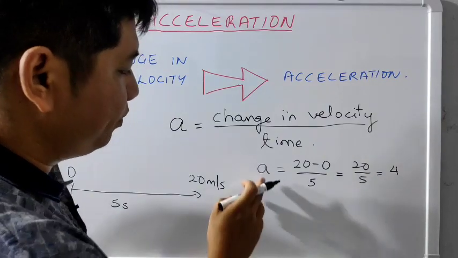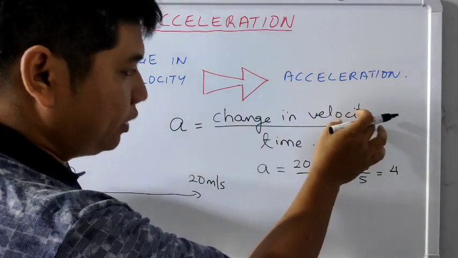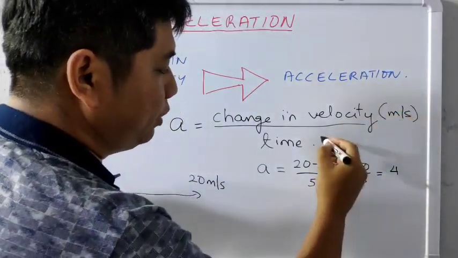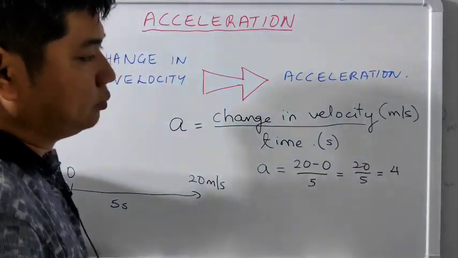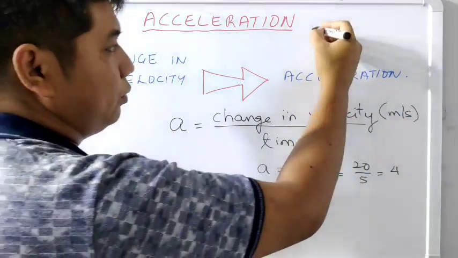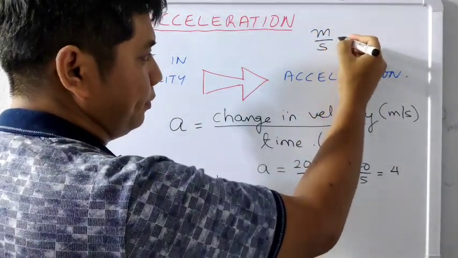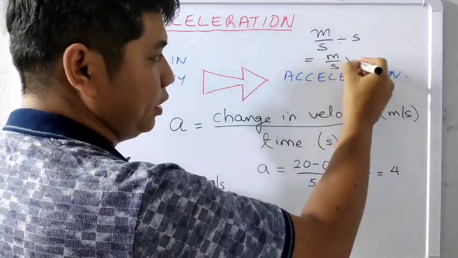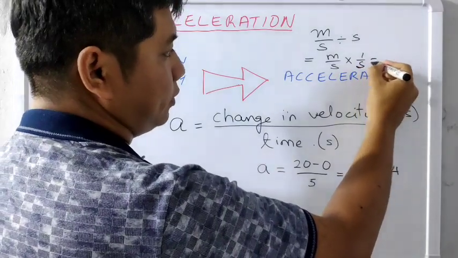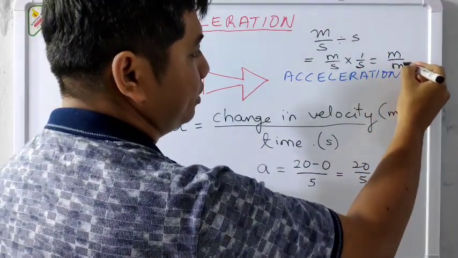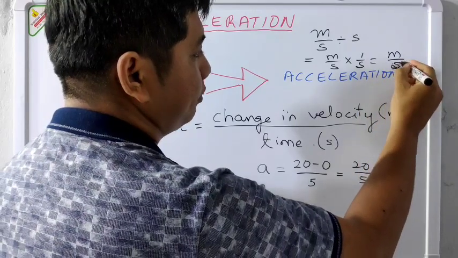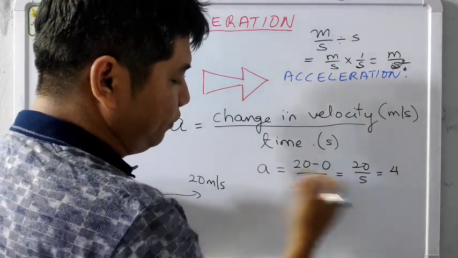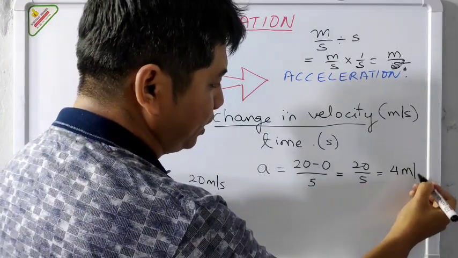The unit of acceleration will be velocity by time. The unit of velocity is meter per second, and the unit of time is second. What is meter per second divided by second? It is meter per second into 1 by second. We get meter per second square. So the SI unit of acceleration is meter per second square.